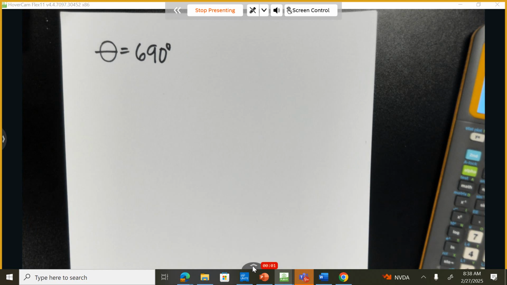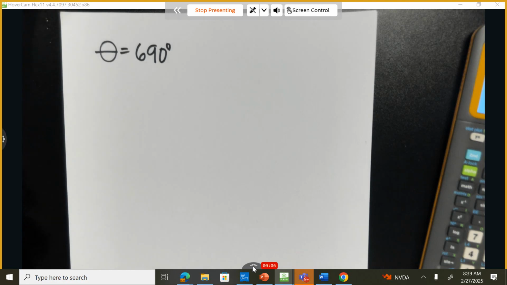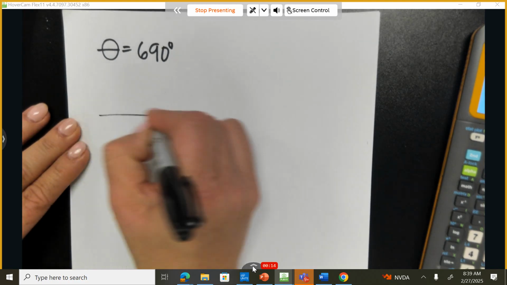This is our third and final example. Again, we are going to identify the 6 trig functions. They need to be in proper form and have the right mathematical values as well. So what am I going to do? I need to find where 690 is.